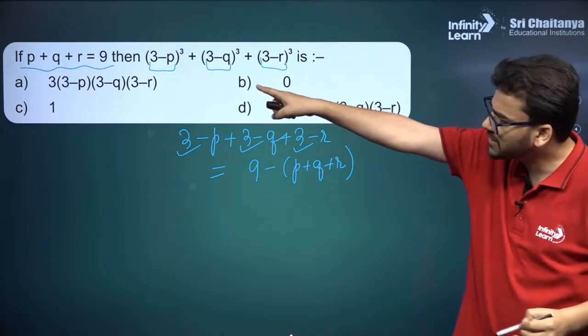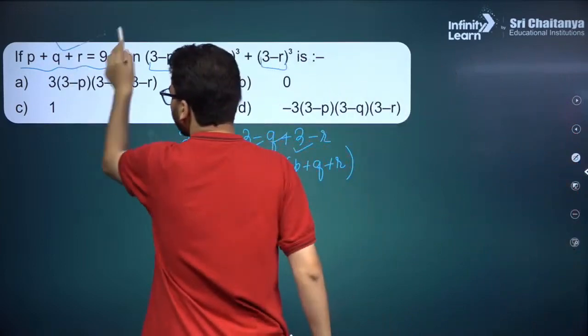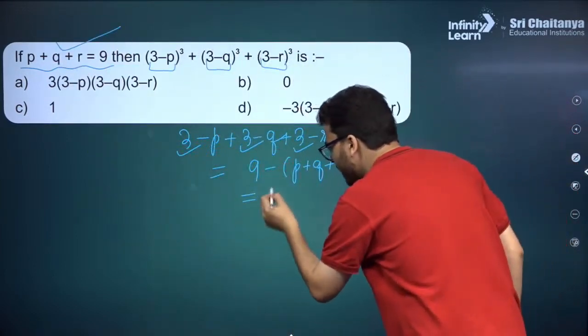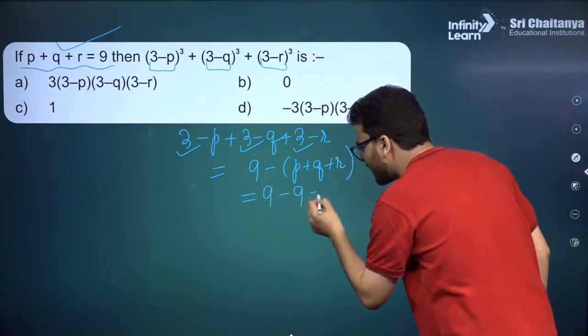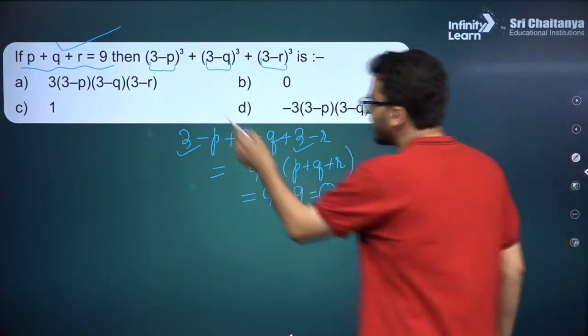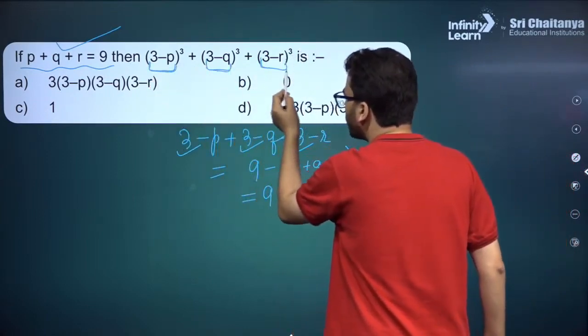Now you see p plus q plus r is already given to be equal to 9. So can I not say this is coming out to be 9 minus 9, and that is 0? So the sum of the things inside the cubes is coming out to be 0.